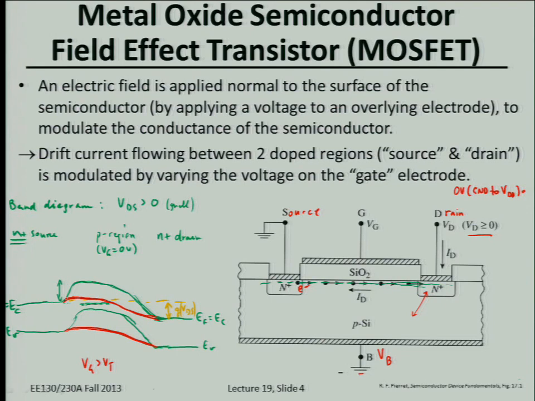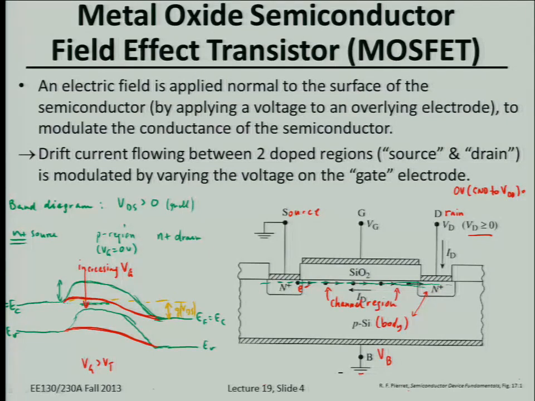So this is what we call the channel region, up near the surface. Usually we call this region that's far away from the surface the body of the transistor. So qualitatively, what happens is that by increasing the gate voltage, you are lowering the potential barrier for electrons to diffuse into the channel region.